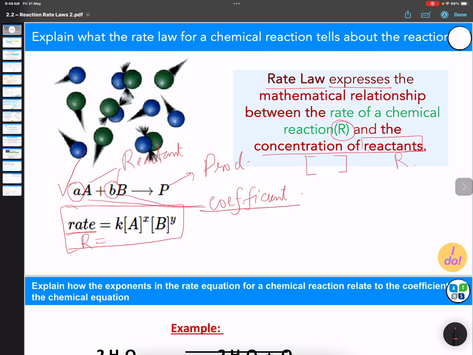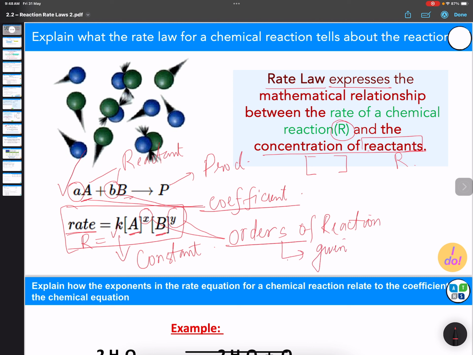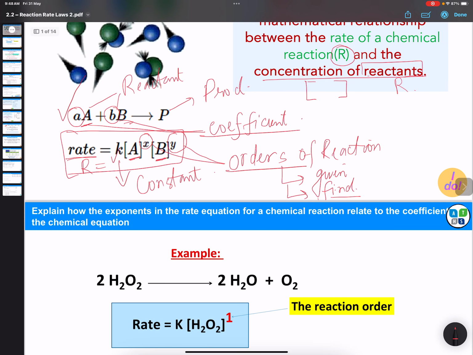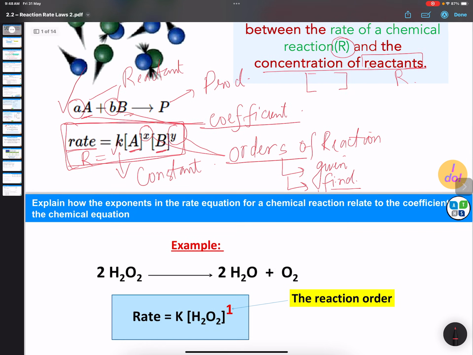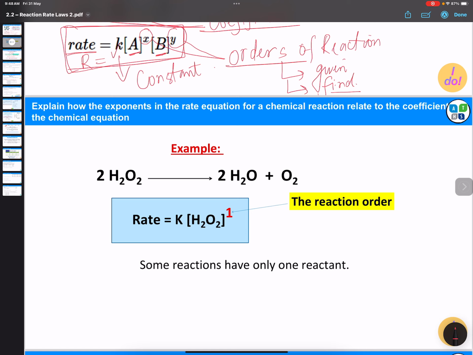Rate is equal to K, where K is your constant, rate law constant, concentration of reactant A, concentration of reactant B. Now they have got raised power X and Y. X and Y are not the coefficients, rather they are the orders. Order of a reaction with respect to A and B. Now orders will be either given to you in the question or you will be asked to find them from the question. But eventually you have to write the rate law for the given reaction using the data.